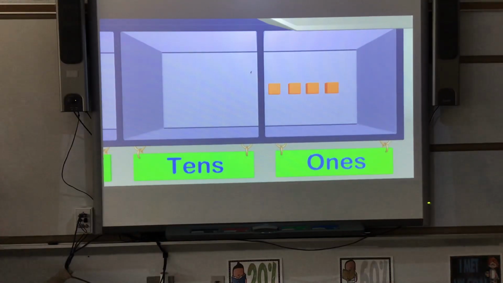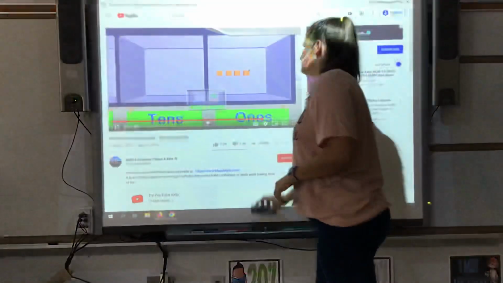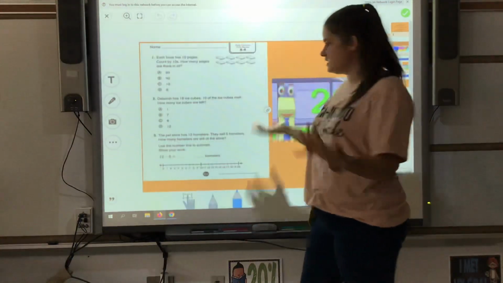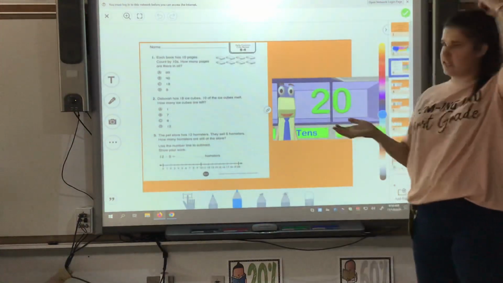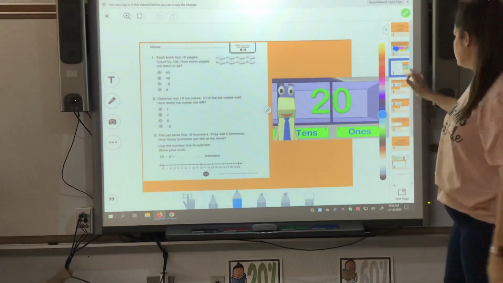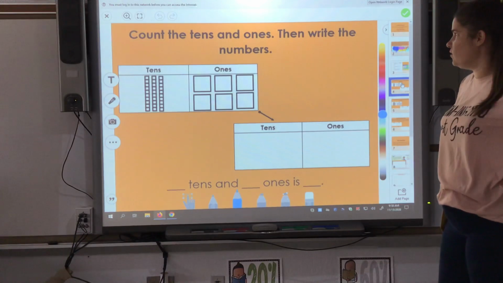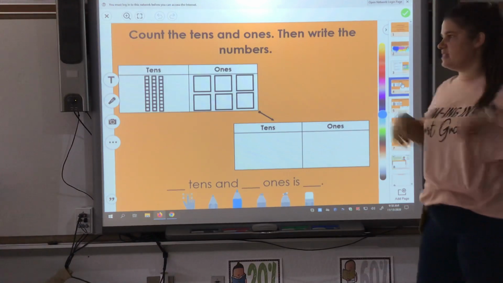Here we have 4 ones blocks, and they go in the ones place. Now count with me as we add more ones. So this was just a review of tens and ones. So let's move on. So this says count the tens and ones, then write the numbers.